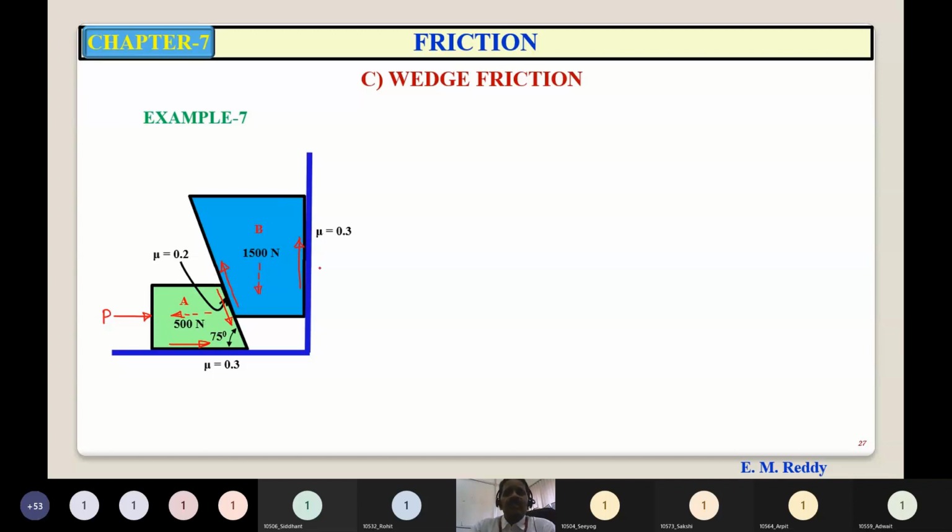Now let the normal reaction offered by this vertical surface on block B be N1. The normal reaction between A and B, I will call it N2. And the normal reaction offered by the horizontal surface on block A as N3. Okay. So to start with, let us draw the FBD of block B.